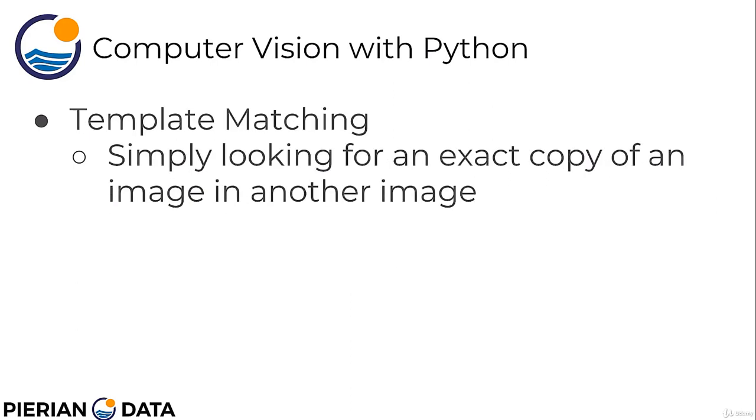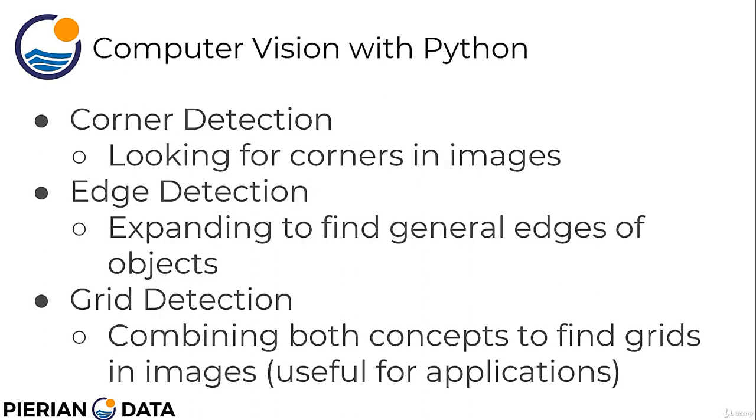Template matching is probably the simplest idea behind object detection, and all it does is simply look for an exact copy of an image within another larger image. Then we'll move on to just general detection methods like corner detection, which is looking for corners, edge detection, which expands on this idea to find general edges of objects, and then grid detection, which combines both concepts to find grid-like patterns in images, which is really useful for lots of applications.